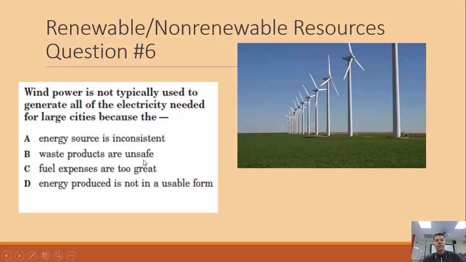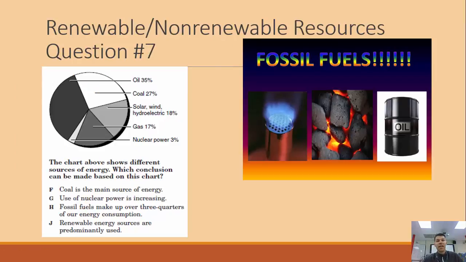Waste products are unsafe? No. Fuel expenses are too great? Nope. Energy produced is not in a usable form? No. So our best answer here is why you can't depend on wind power exclusively is the energy source is inconsistent, A.